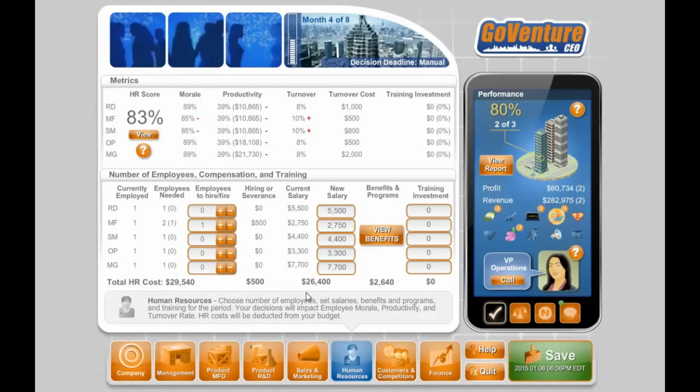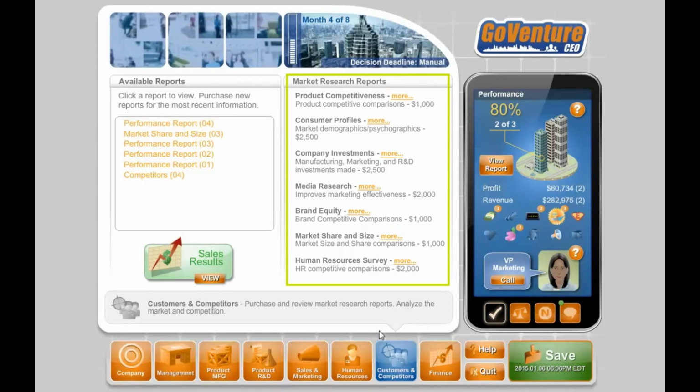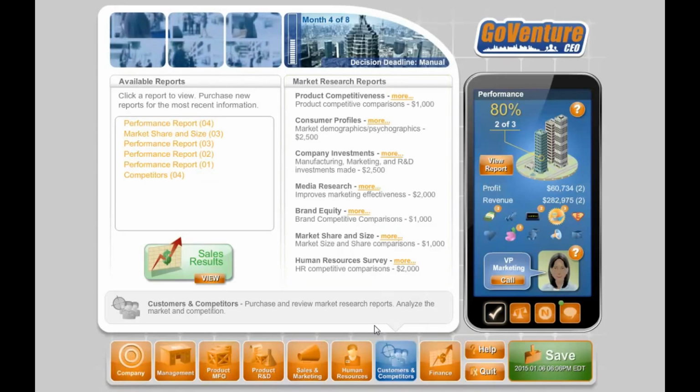Now we have made all the decisions we need to make before we save and advance the simulation to the next period. But let's take a quick look at two other business functions. First, let's look at customers and competitors. Here on the Customers and Competitors screen, you can find market research reports. These reports provide valuable market information that can help you decide which market segments you want to target and to discover what your competitors are up to.